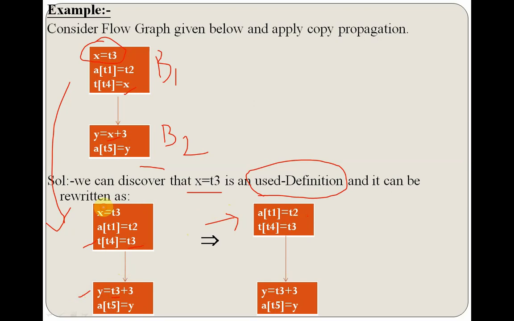So no need of x here. I can simply eliminate this. What is the necessity of assigning to x and using x somewhere? Instead of that, I can directly use t3 wherever I want x. That is the solution. So a of t1 equal to t2, and a of t4 equal to t3. Directly I am using t3 instead of x.